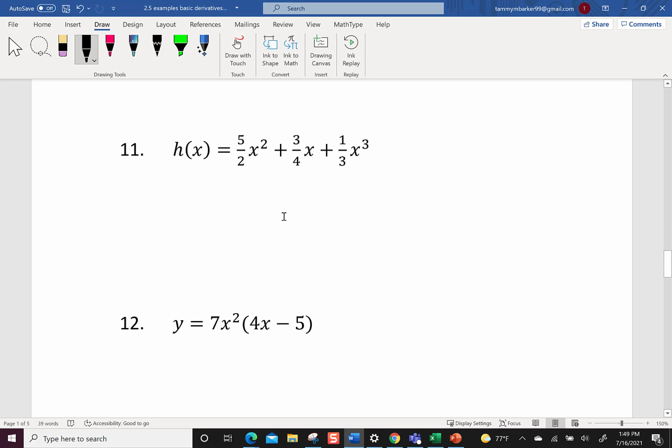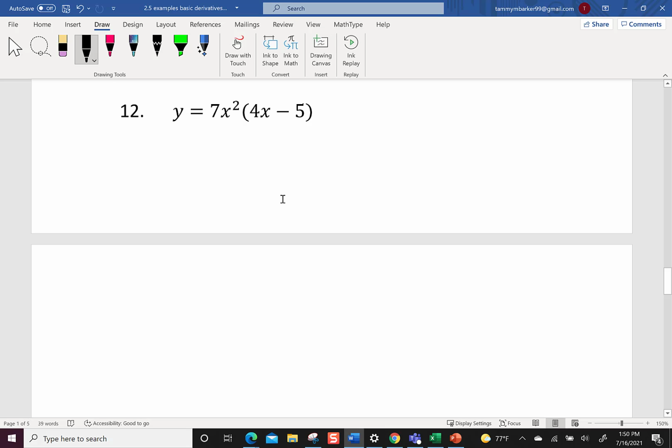11 has a lot of fractions. I have h of x is 5/2 x squared plus 3/4 of x plus 1/3 of x cubed. Let's take the derivative. So at first the 2 comes down and it cancels, so I end up with 5x. The 3/4 of x, the x goes away, so I just have 3/4. And then the plus 1/3 of x cubed, 3 times a third, cancels, so I have x squared.